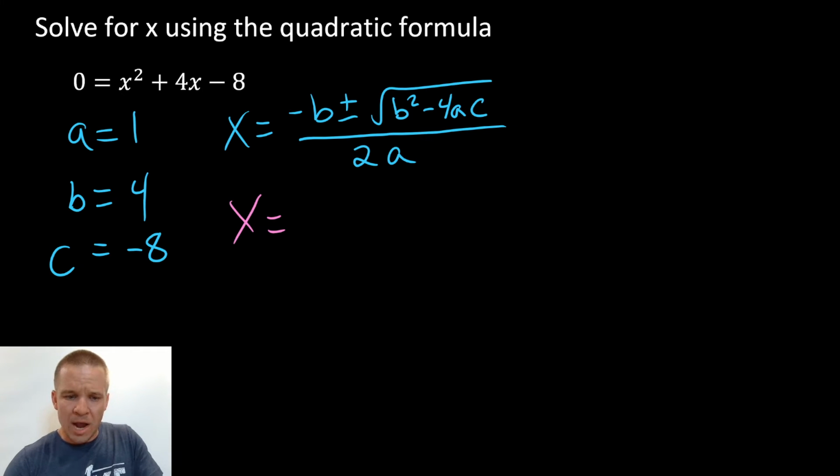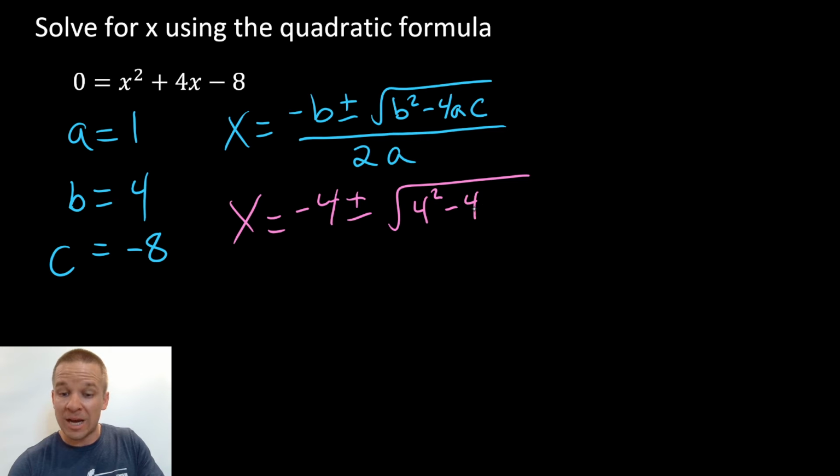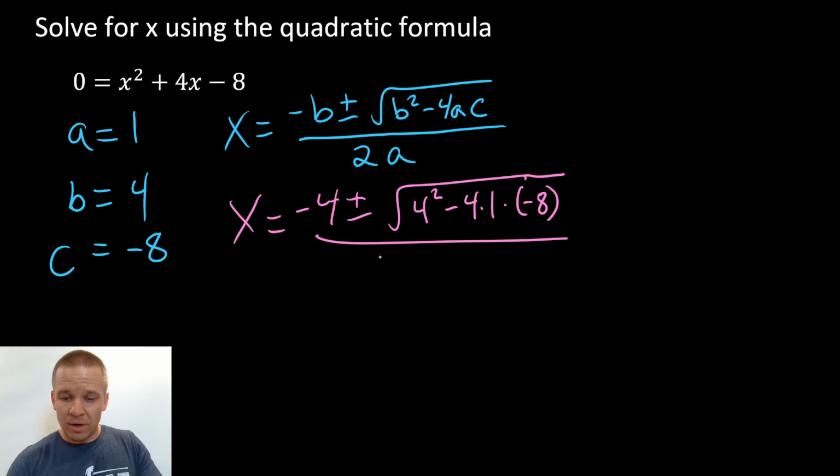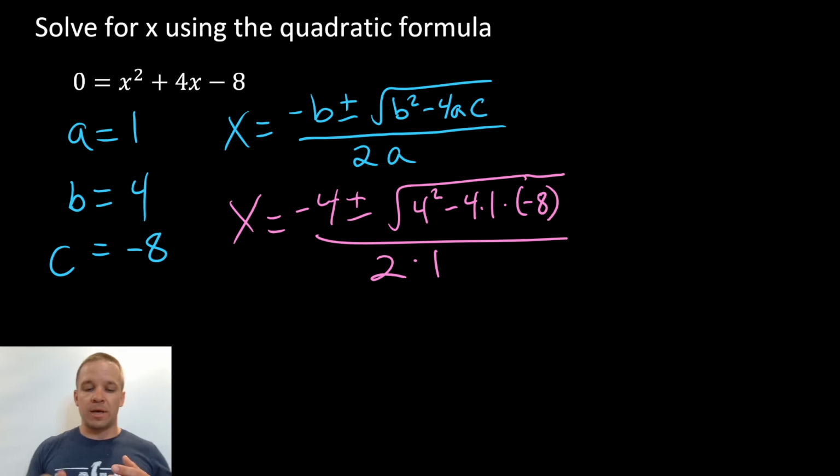All right, so we got opposite of b, so -4, plus or minus the square root of b squared, so 4 squared, minus 4 times a, which is 1, times c, which is -8. I'll go ahead and throw that guy in some parentheses, with that negative, I like to do that. All right? Then we have it all divided by 2 times a. Cool. Now we can work with some things, right?